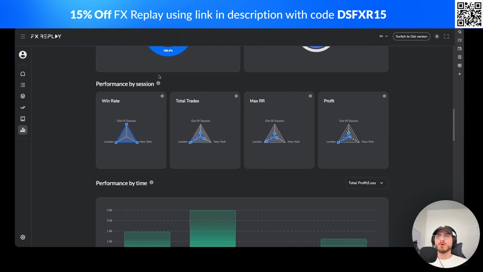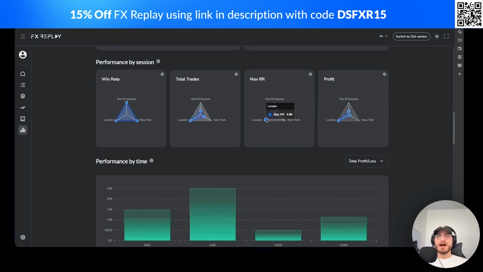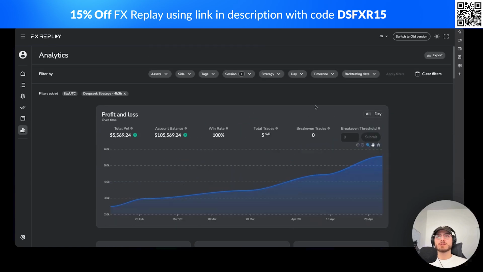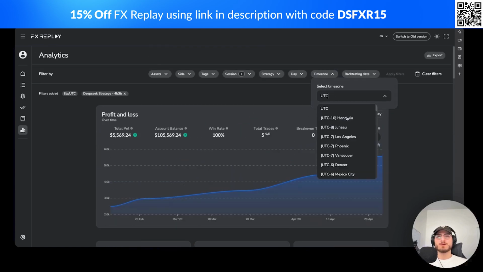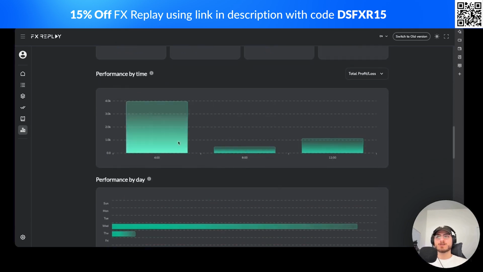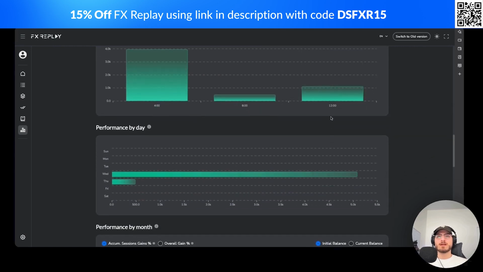You can look up more here. My max RR was in London, and the most profit was in London. So really cool to see. And actually, I'm just going to switch my time zone here to Eastern Standard, because that will now impact the rest of my understanding. So you can see, the majority of the profits here was at 4 in the morning, 8 in the morning, and 12. So kind of in London close type session.